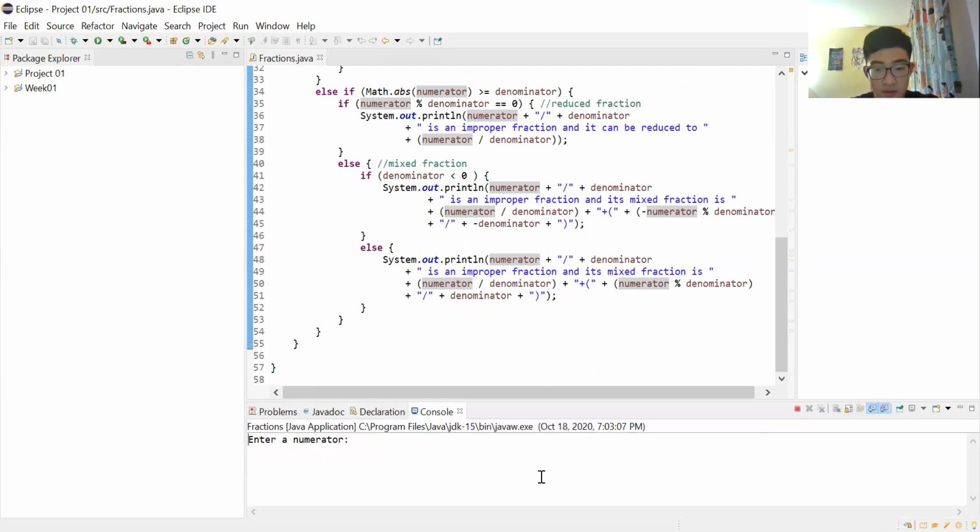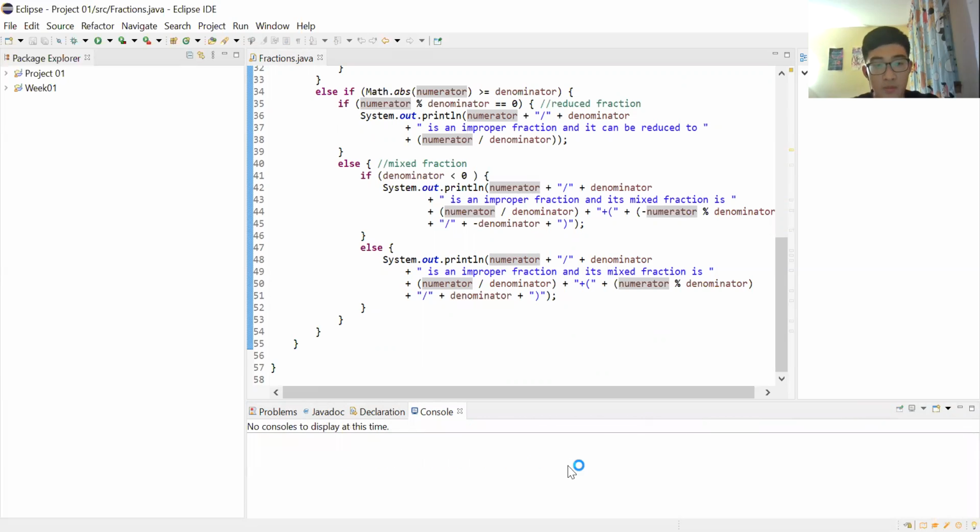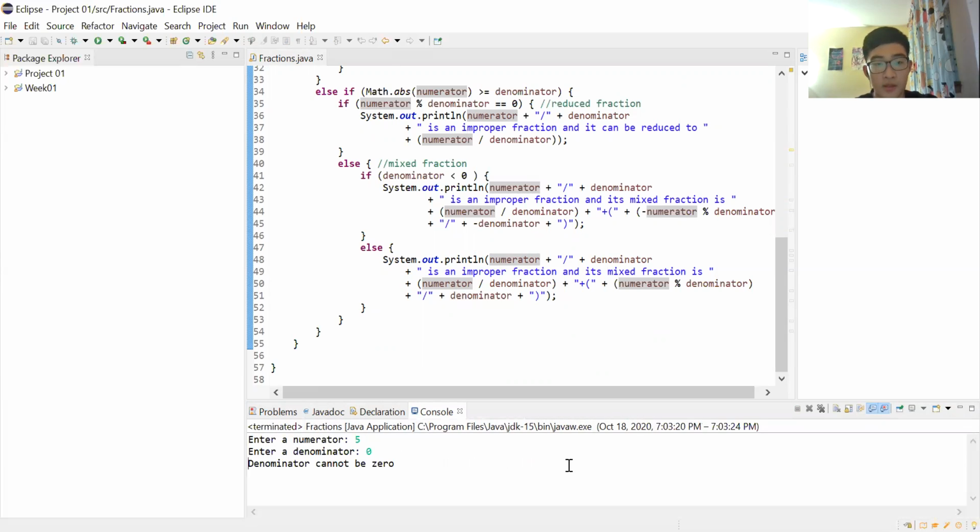We'll do another one. Let's do 6 for numerator and 7 for denominator, which is 6/7, which is a proper fraction. Then the last test one that we had was 6 and 2, which gives us reducing to 3. And then I'll show you what happens if the denominator is 0. So let's do 5 and denominator being 0. Then it says that the denominator can't be 0.